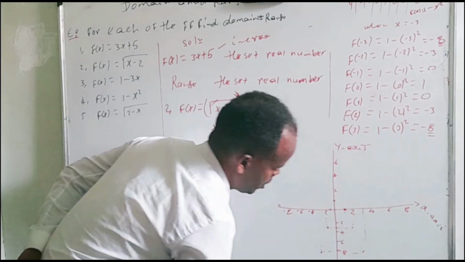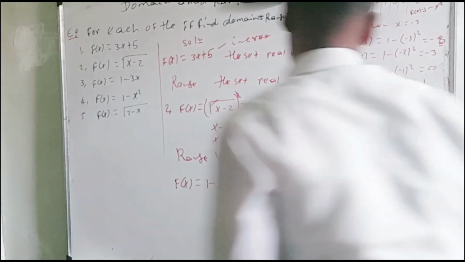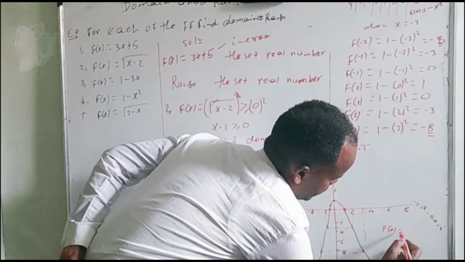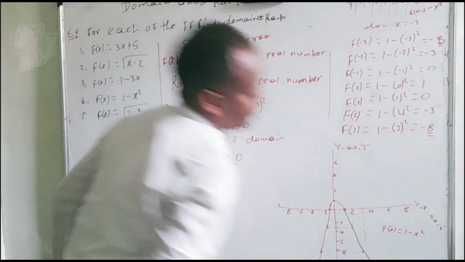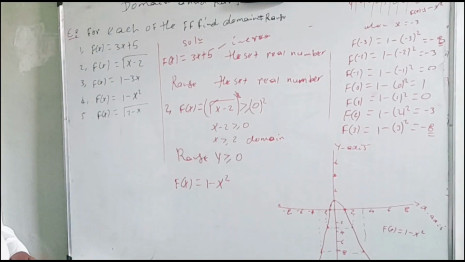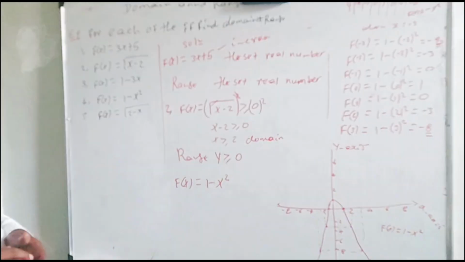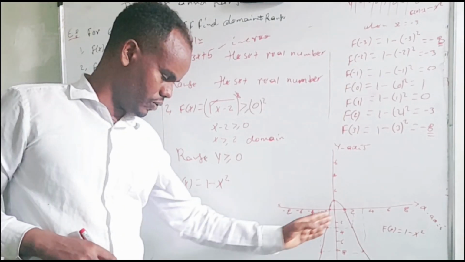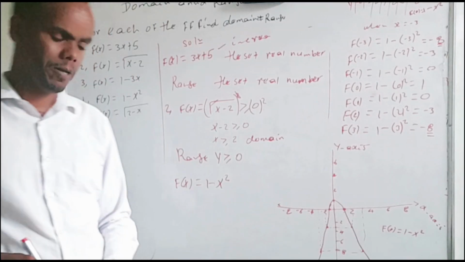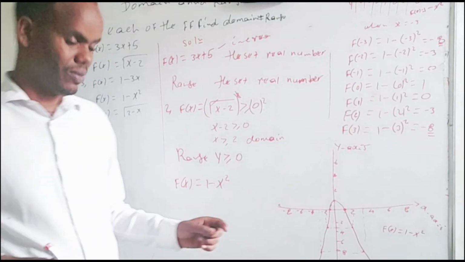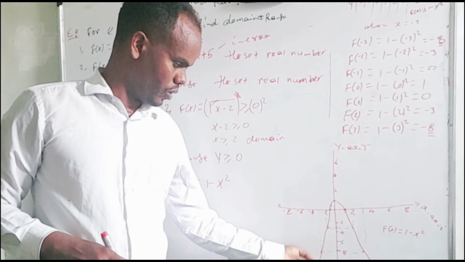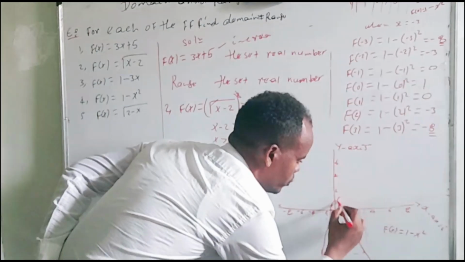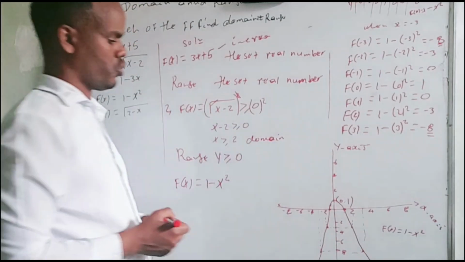So this is the graph of f of x equals 1 minus x to the power of 2. The domain is the set of numbers starting from negative infinity up to positive infinity. That means the domain is the set of real numbers, and the graph has its maximum point at 0, 1 in there.